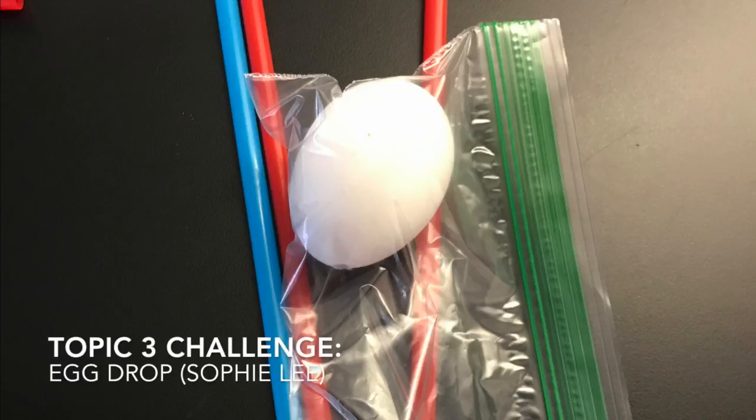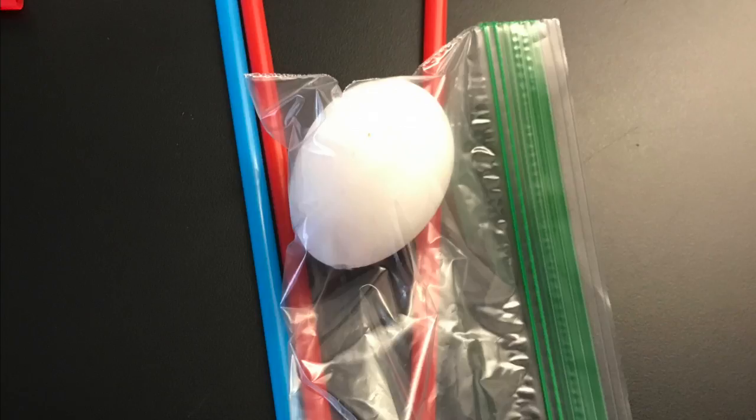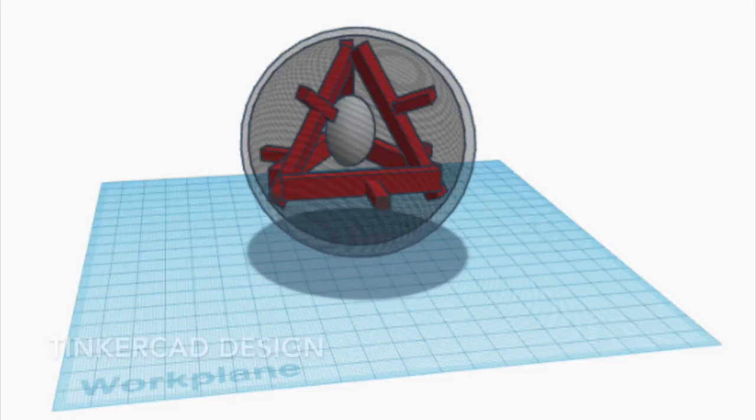The goal of this challenge was to create a device that would allow an egg to survive falls from various heights. When looking at what variables affect the likelihood of the egg breaking, we must consider the speed of the fall, or velocity. The mass of the egg does not change as it falls, but it is a contributing factor to the momentum of the egg.